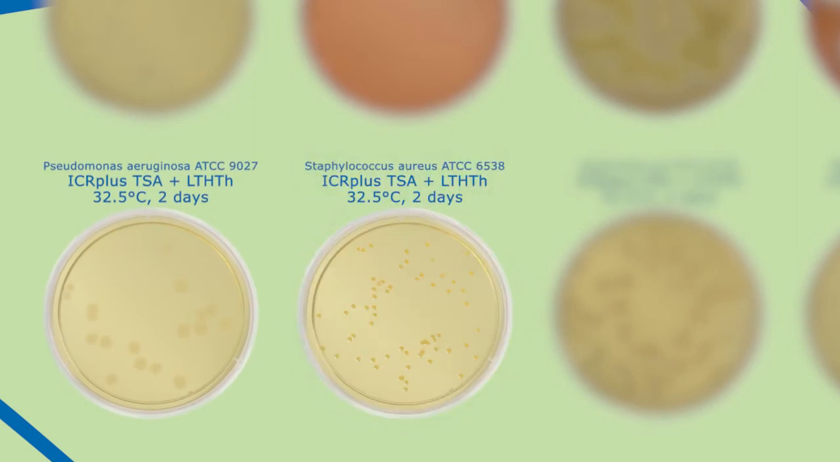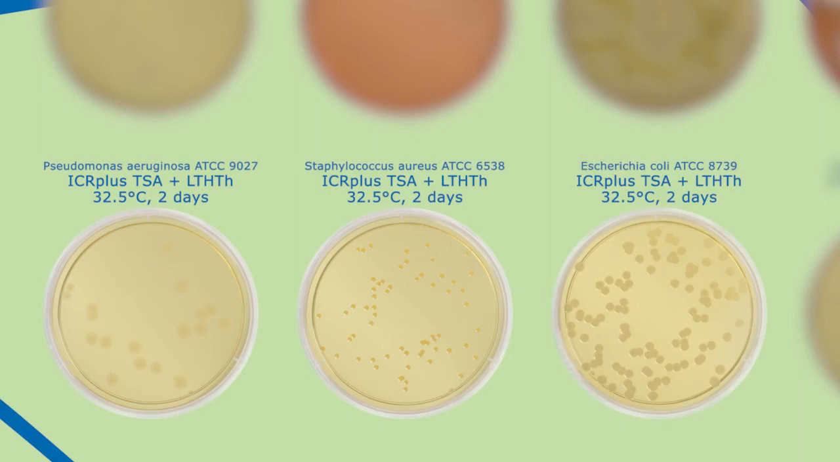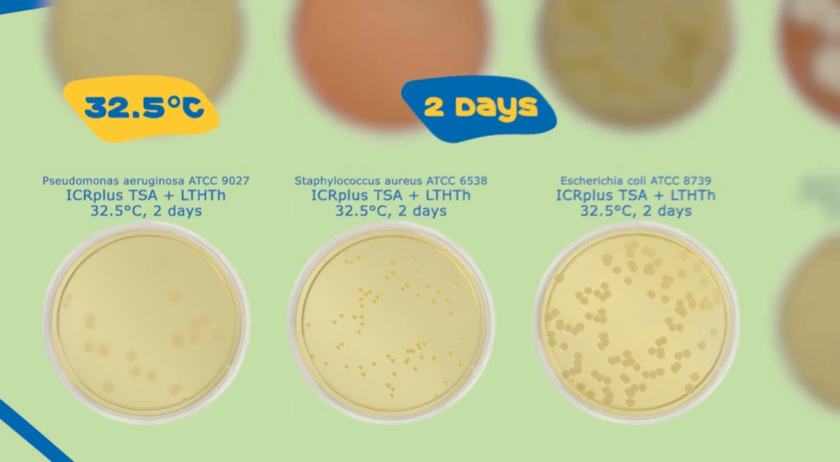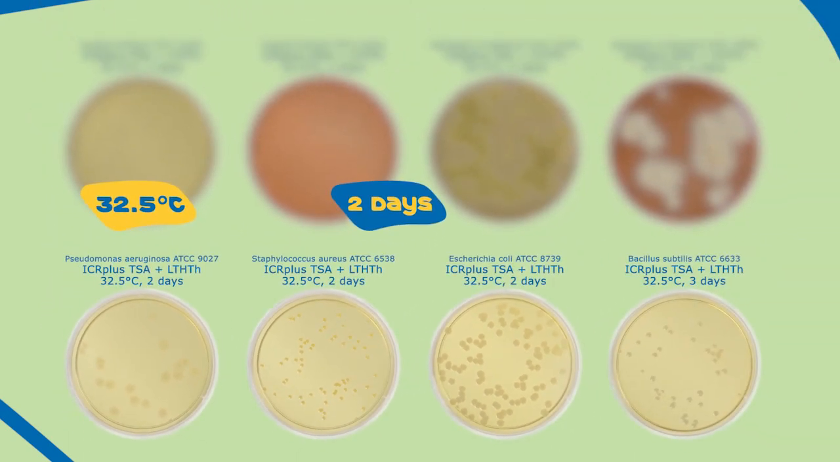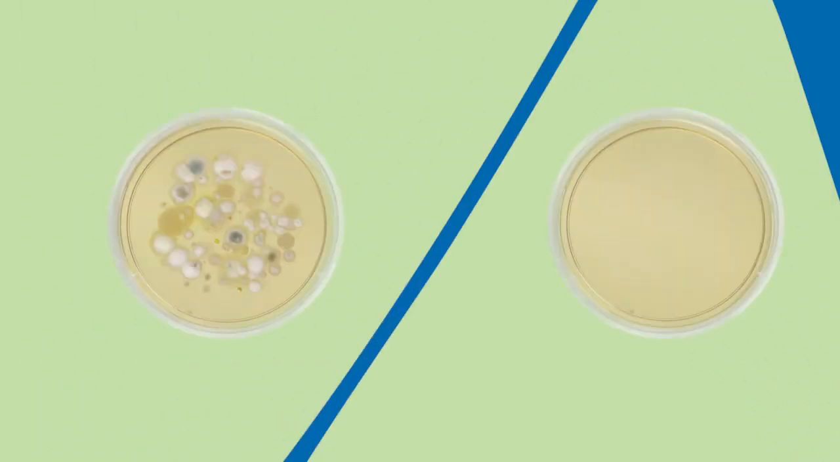The bacteria strains Pseudomonas aeruginosa, Staphylococcus aureus, and Escherichia coli grew on TSA at 32.5 degrees Celsius for 2 days, and the Bacillus subtilis at the same temperature for 3 days. These plates show the difference between a sample from monitoring in a non-specified environment on the left and a sample from a clean room on the right-hand side.